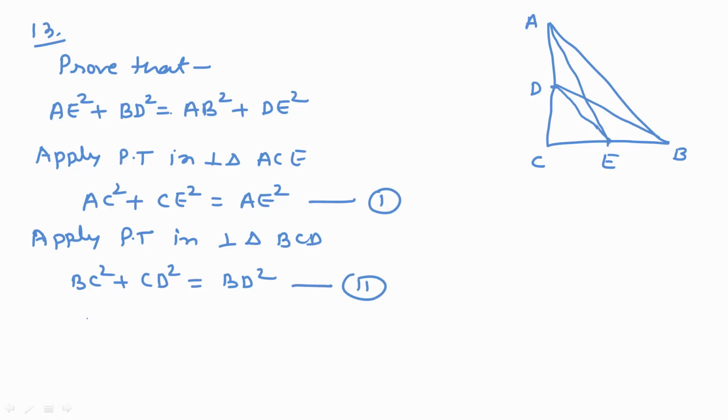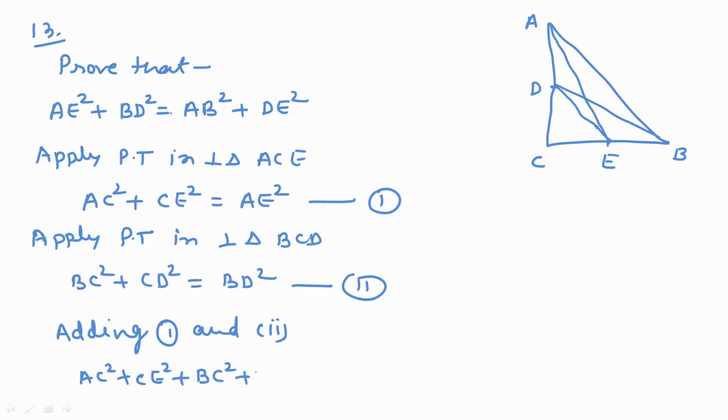From first and second, or we can say that adding first and second, left to left and right to right, we will add AC square plus CE square plus BC square plus CD square is equal to AE square plus BD square. This is your number third.